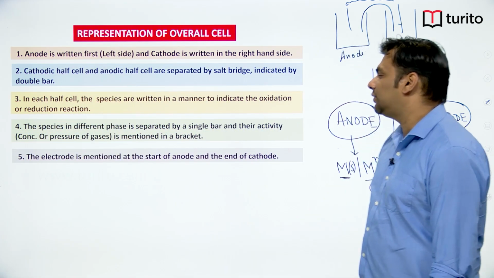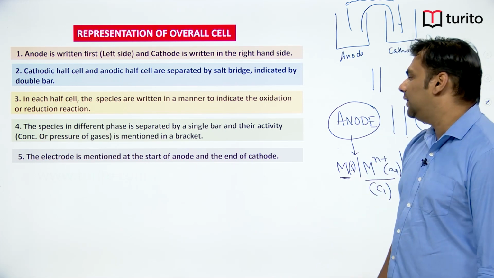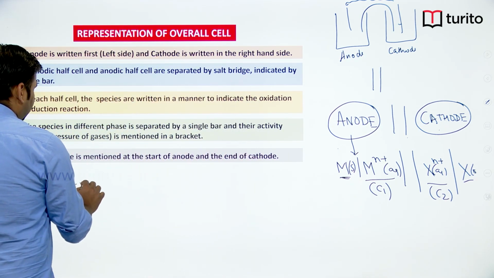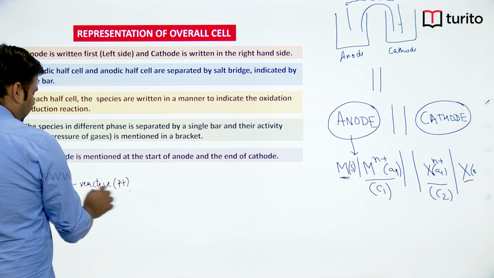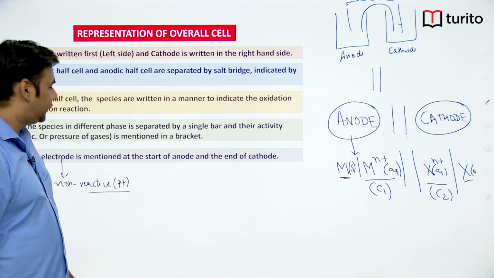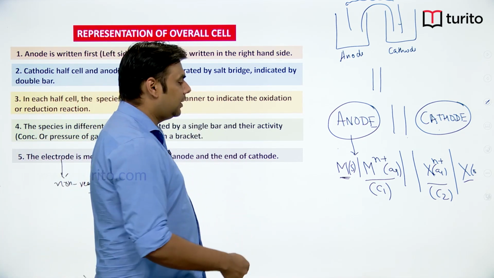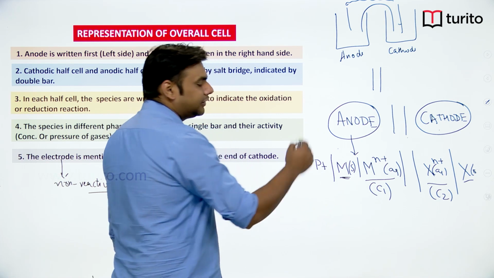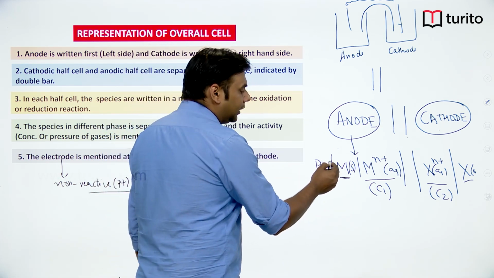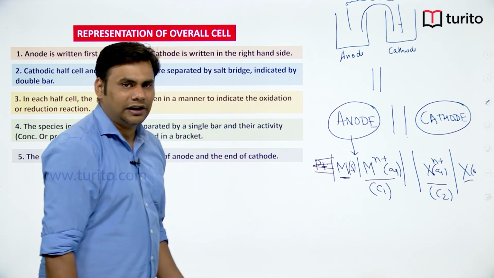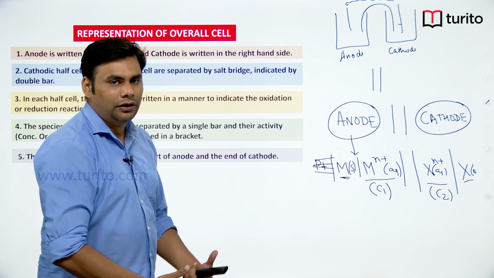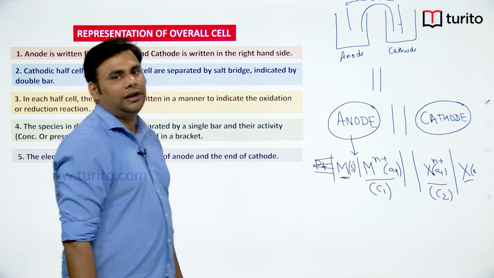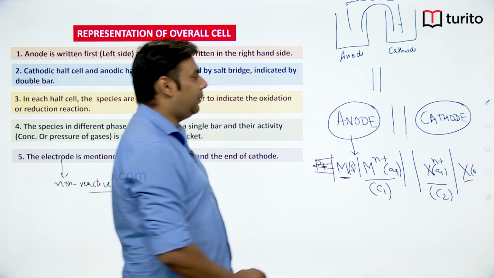The last point is that the electrode is mentioned at the start of the anode and the end of the cathode. If there is a non-reactive electrode, something like platinum, you will understand this when we do different types of half cells. But if a non-reactive electrode is there, we will mention the electrode at the start. Suppose platinum was the electrode, then we have to mention platinum. In this case there won't be any electrode because the metal itself is acting as the electrode. But if in some case there is a non-reactive electrode, you have to mention the electrode at the start of the anode and at the end of the cathode. So this is how you do the basic representation.